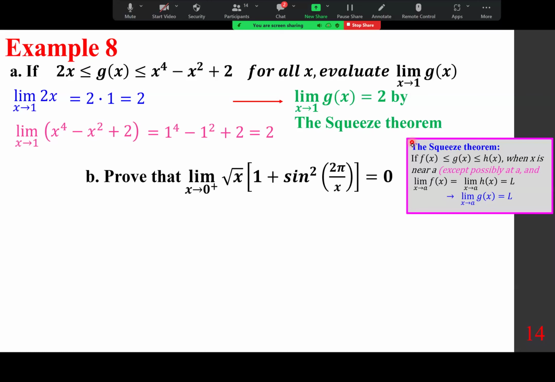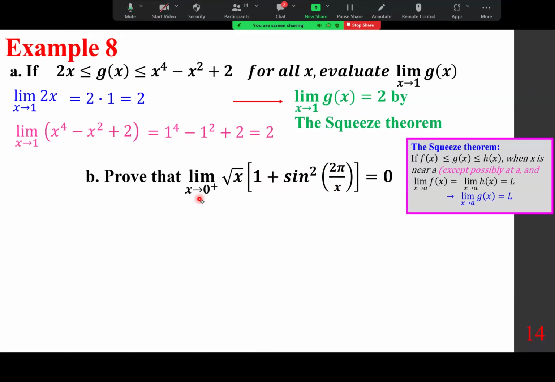So what do we use the squeeze theorem for? There are cases that are pretty difficult to prove. For example, if you want to prove the limit of square root of x times the brackets 1 plus sine squared 2 pi over x close brackets equals 0 when x approaches 0 from the right, that's pretty difficult. We use the squeeze theorem. And the methodology is this.